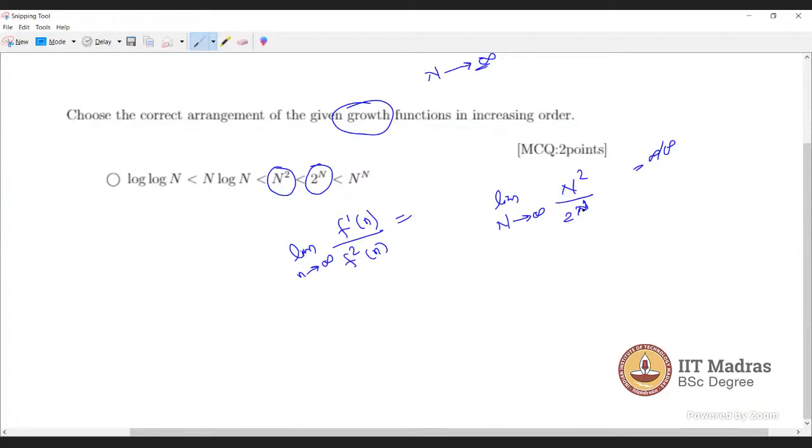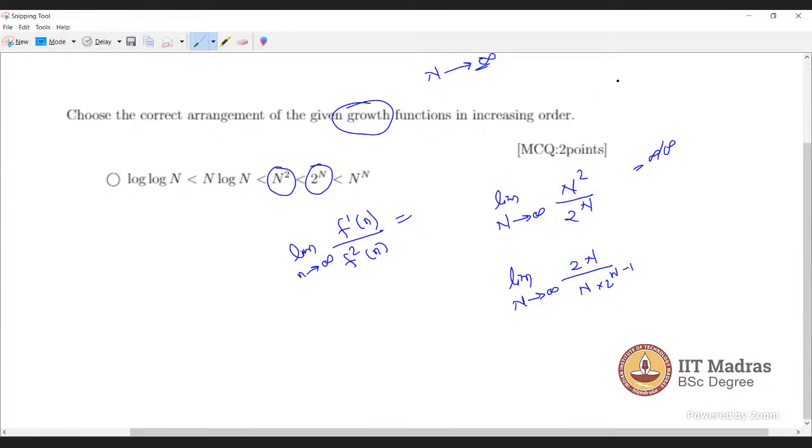And how to apply that? We have to do df by dn, the derivative with respect to n. We have to do the derivative separately of the numerator and denominator. Derivative of n square is 2n. And derivative of 2 to the power n is n into 2 to the power n minus 1. So n will cancel out. Is it correct?